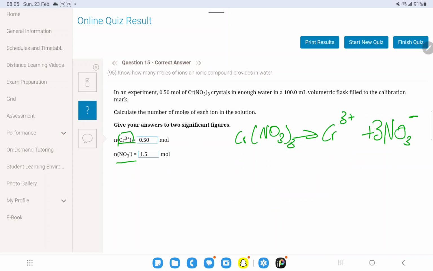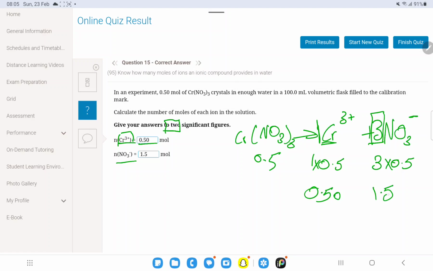Now they gave us 0.5 moles of Cr(NO3)3, and to find the moles of the other ions we just multiply by the coefficient. For Cr, the coefficient is 1, so 1 times 0.5. For NO3, the coefficient is 3, so 0.5 multiplied by 3. So for Cr3+, it's 0.5, to 2 significant figures, 0.50, and 3 times 0.5 is 1.5, to 2 significant figures.